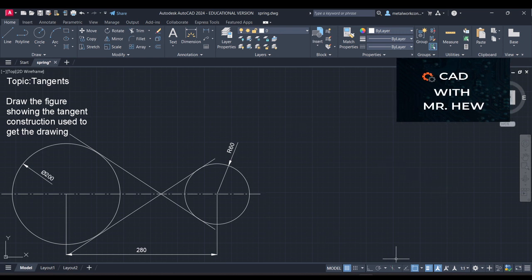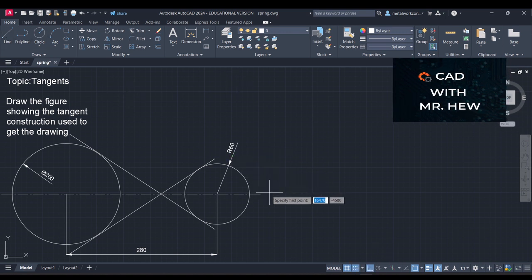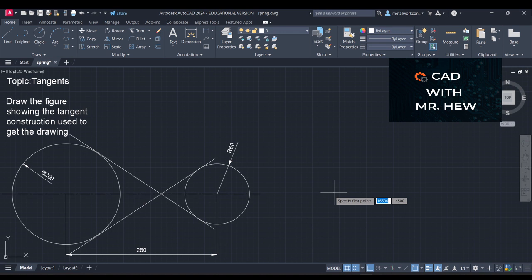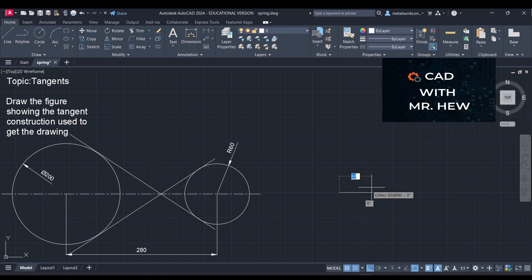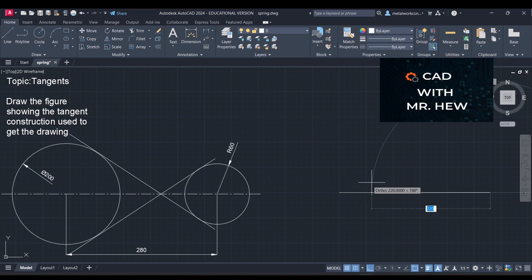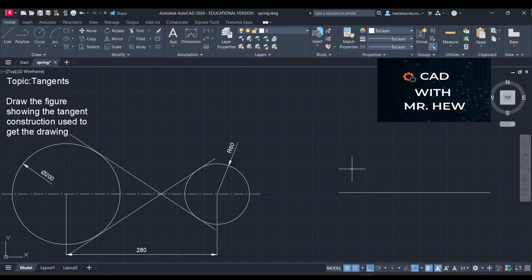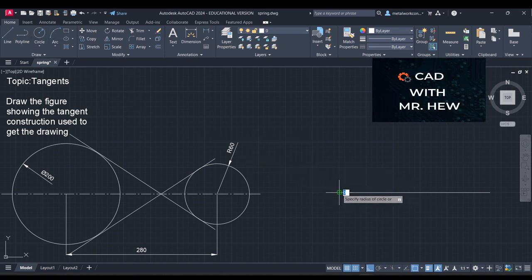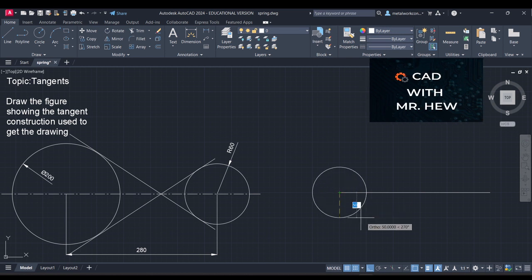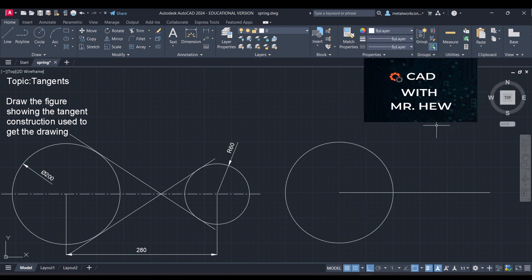So the first thing we're gonna do, we're gonna start off with our line so that we can locate the two circles, okay? Does that sound good? All right, so we start there and we need 280, enter. All right. Now, the next thing we're gonna do, we're gonna draw the circles, okay? So center, circle command, enter. There's our circle. All right.